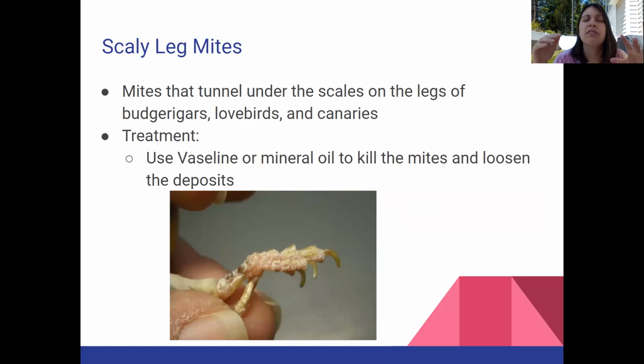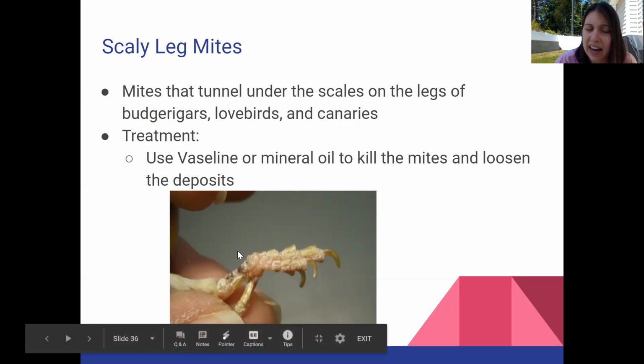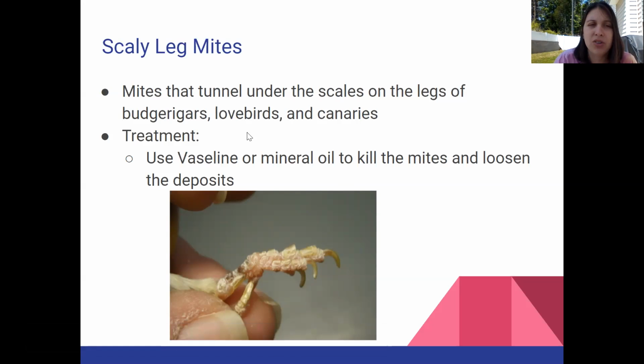So the scales, instead of lying flat against the leg, are going to be sticking out and looking almost stacked because the mites have burrowed under them. The way you treat scaly leg mites is you can use Vaseline or mineral oil. You want some kind of thick ointment to put on the bird's legs to try to suffocate the mites. You do that for several days and hopefully it'll get rid of the leg mites.